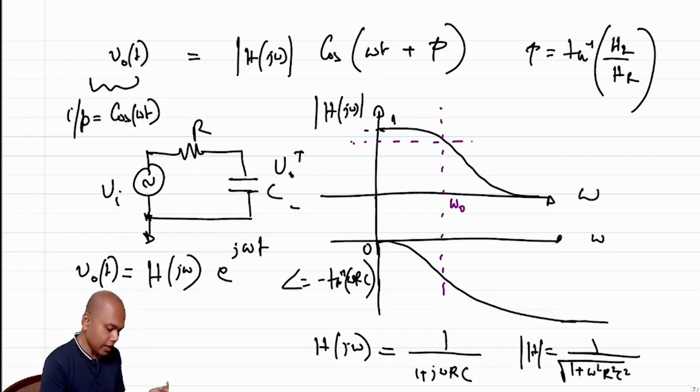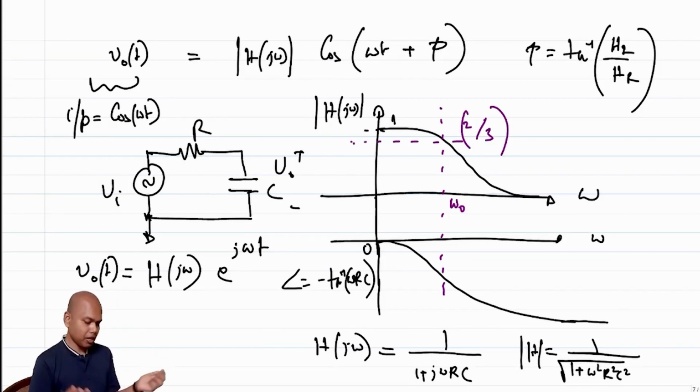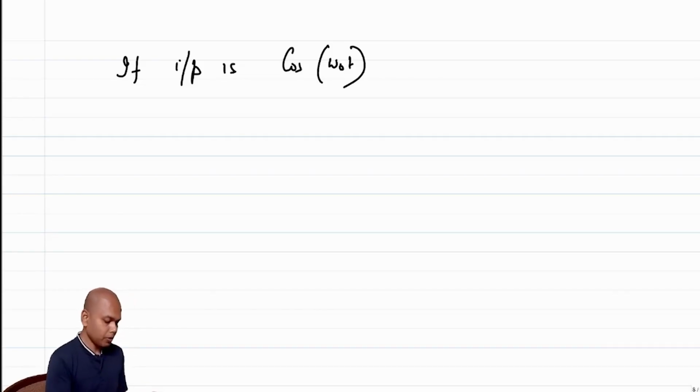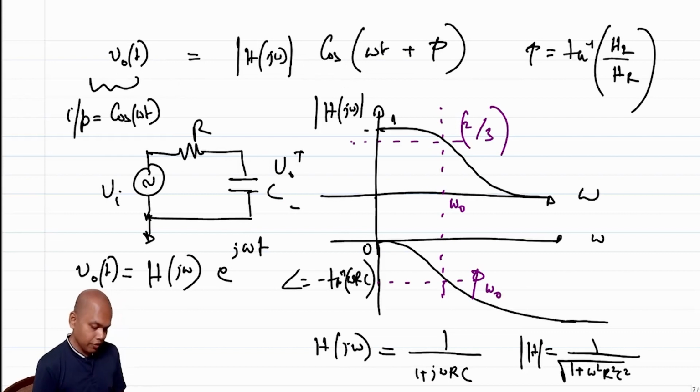But if I tell you I have an input at omega equal to omega naught, where I know that the mod of H of j omega is, let's say, 2 by 3, I'm just taking some number out of the hat, and the phase is some phi of omega naught. So what will your output be if the input is cosine omega naught t? If I just look into this waveform, I have to read out the value of the mod of H of j omega at omega naught and the phase phi at omega naught.